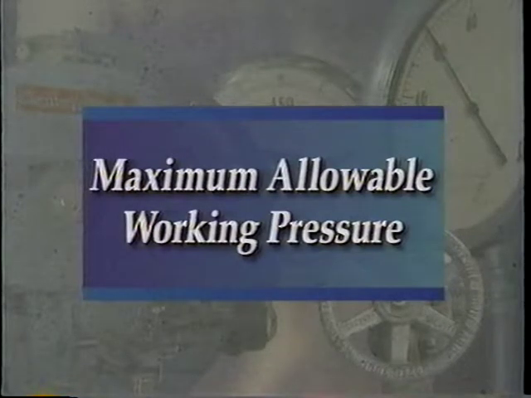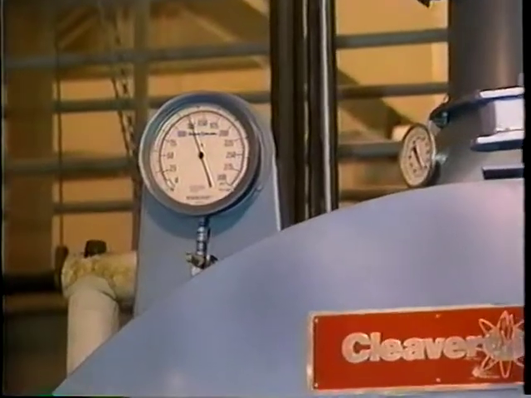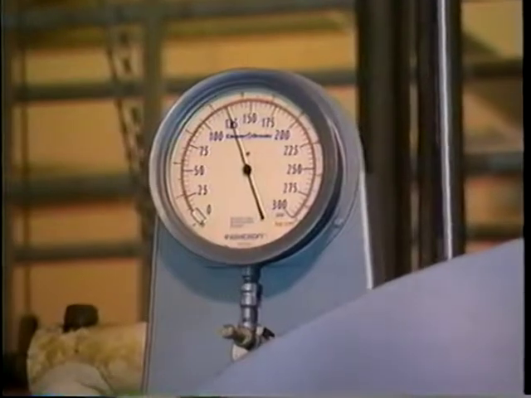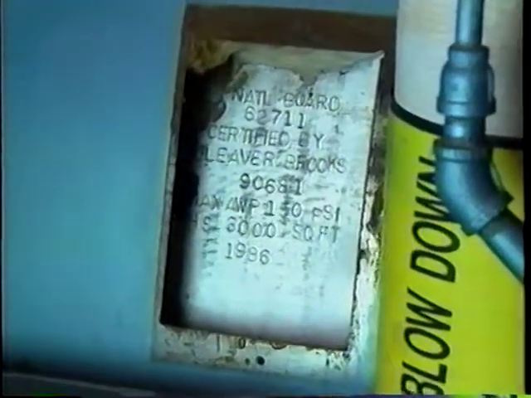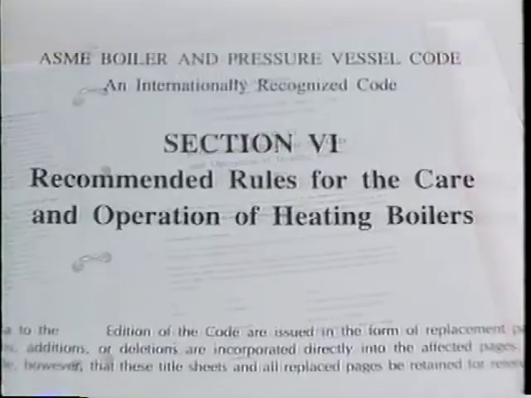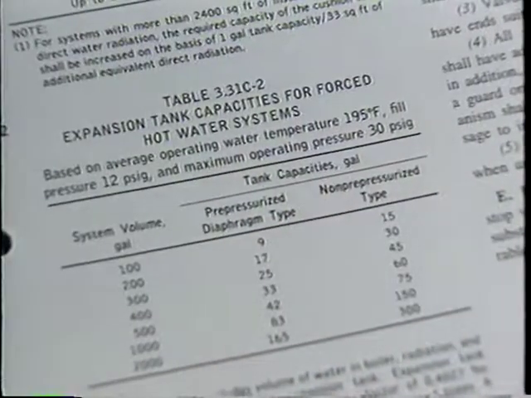Maximum allowable working pressure. Maximum allowable working pressure, or MAWP, is the recommended maximum pressure in pounds per square inch, or PSI, at which a boiler can safely be operated. MAWP is determined by the design and construction of the boiler in accordance with the American Society of Mechanical Engineers, or ASME, code. The ASME code regulates the types of material and methods of boiler construction.